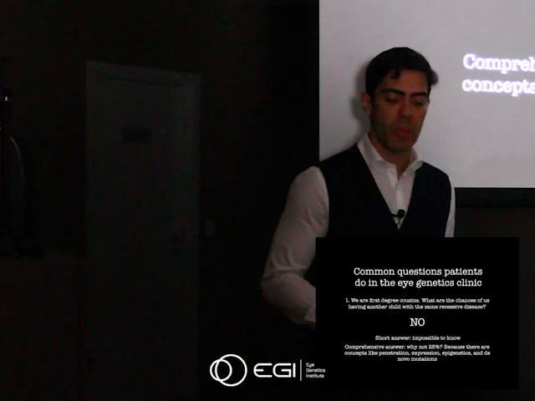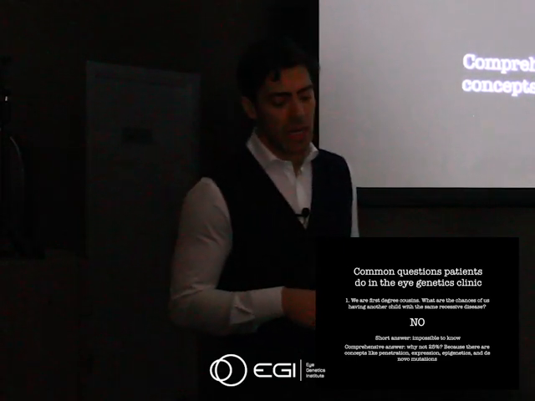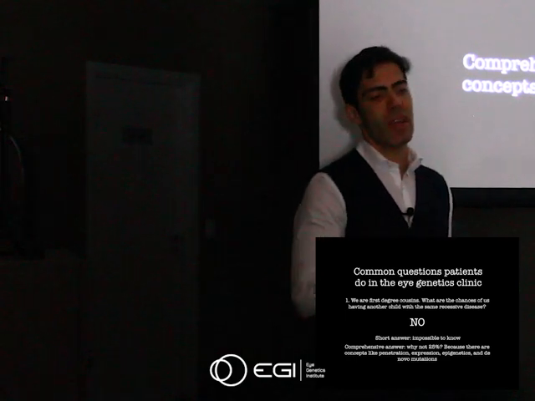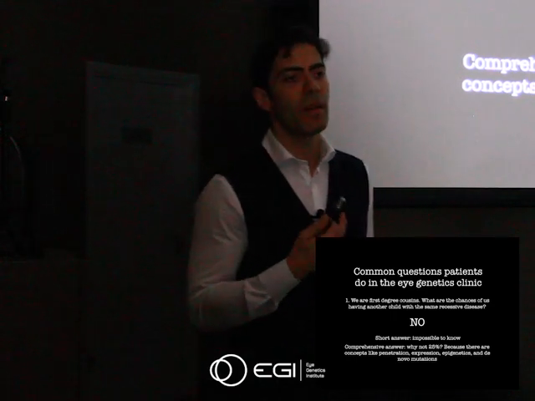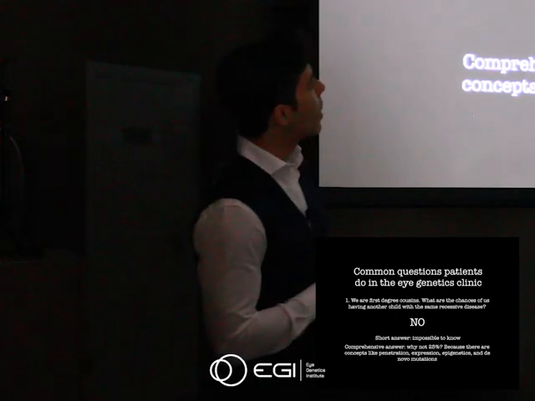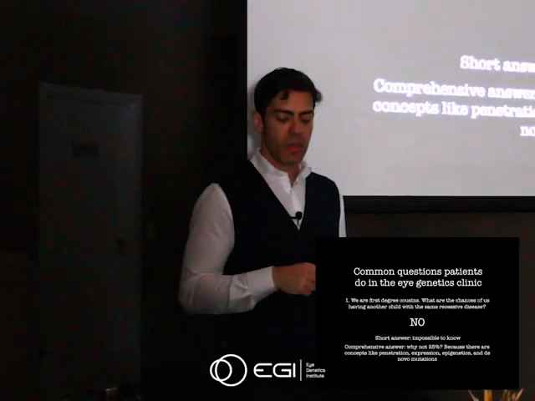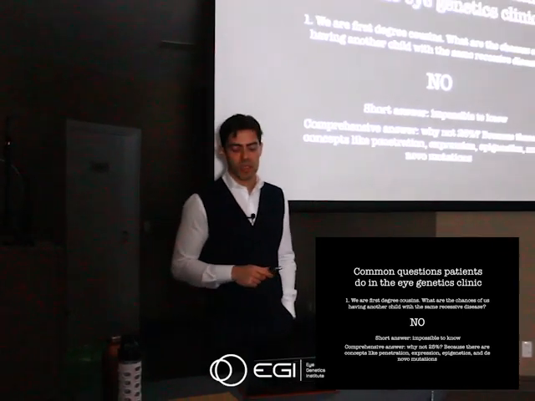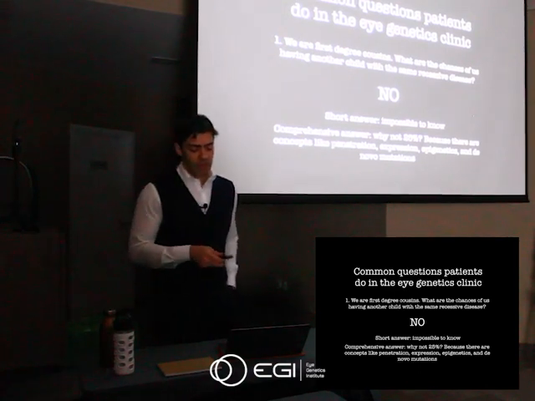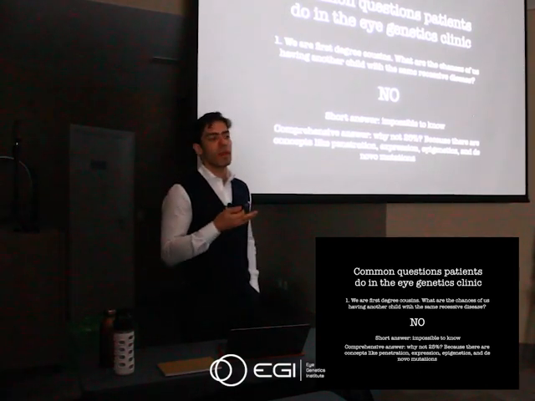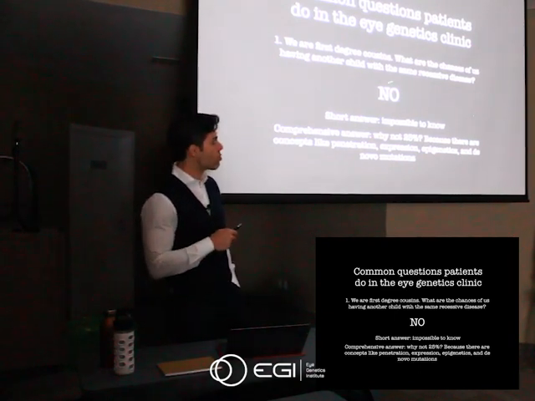Common questions patients ask in the eye genetics clinic. In the eye genetics clinic, many times, actually almost every day, some patient will ask us a few questions. For example, we are first-degree cousins. What are the chances of us having another child with the same recessive disease? Well, I assume that many people would answer, oh, the chance is 25%. And the answer is no, all right?